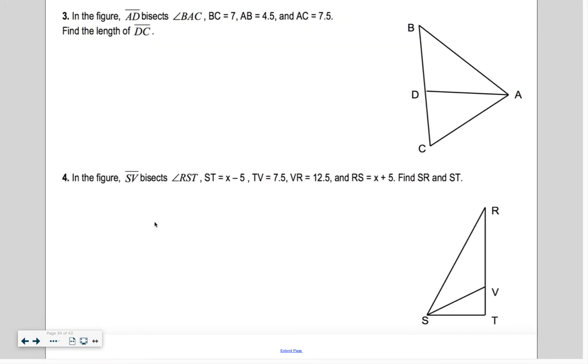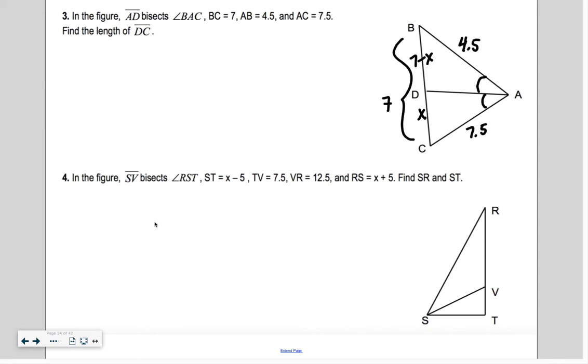All right, so let's try this one. So it says in the figure AD bisects BAC. So that means that these two angles are congruent. BC is 7, so this whole thing's 7. AB is 4.5. And AC is 7.5. So we're trying to find the length of DC again. So DC, I'm going to make the x, because that's what I'm trying to find. A lot of times it's nice when you have x equals in the end, and that's what you wanted, right? So BD, I'm going to make 7 minus x.